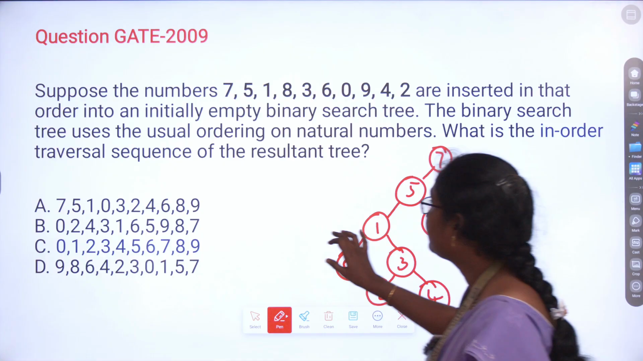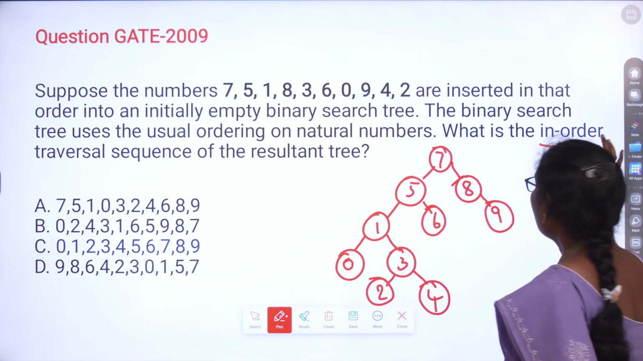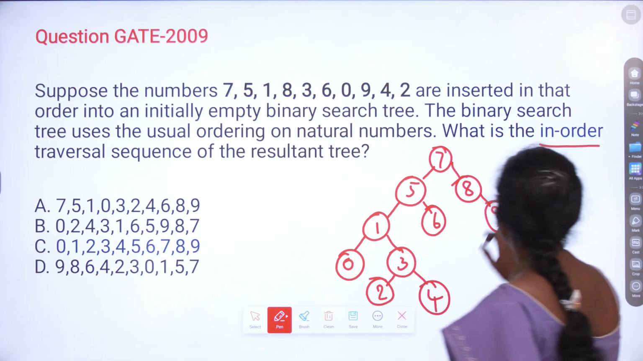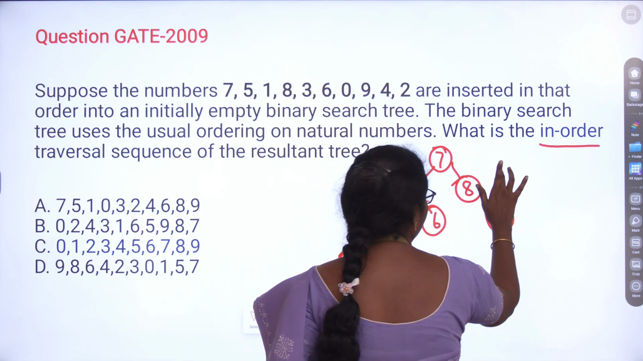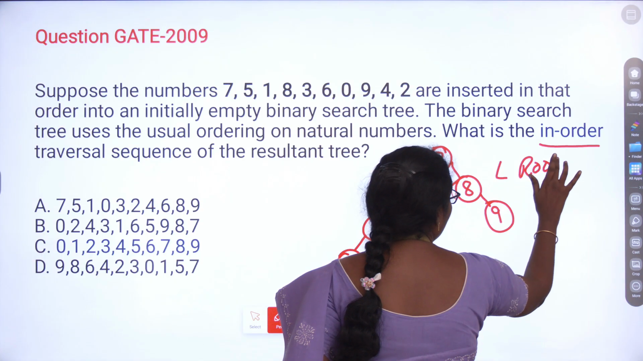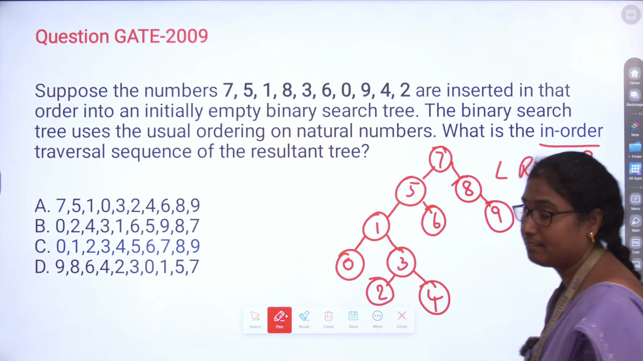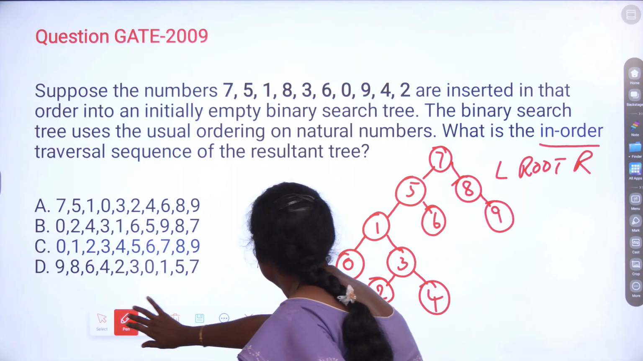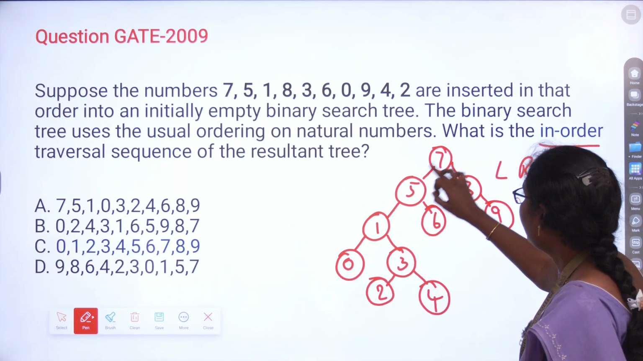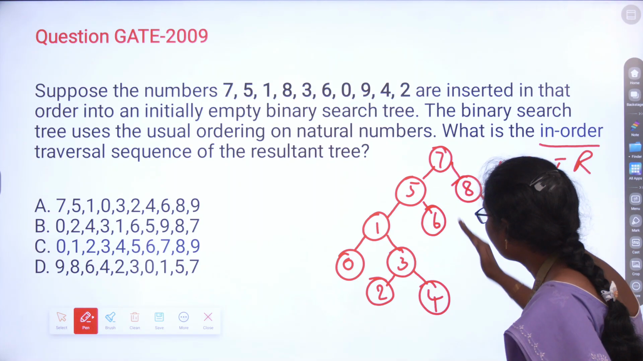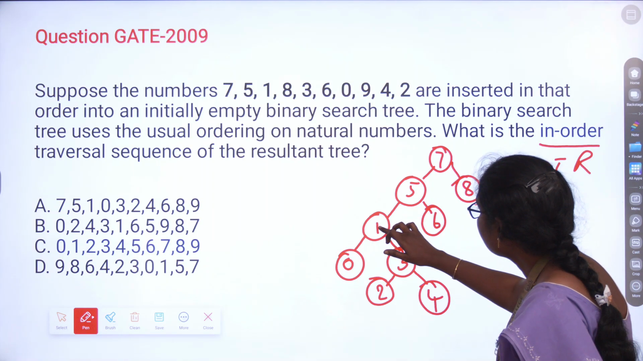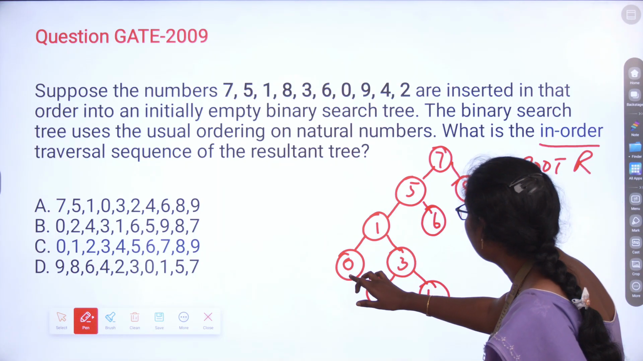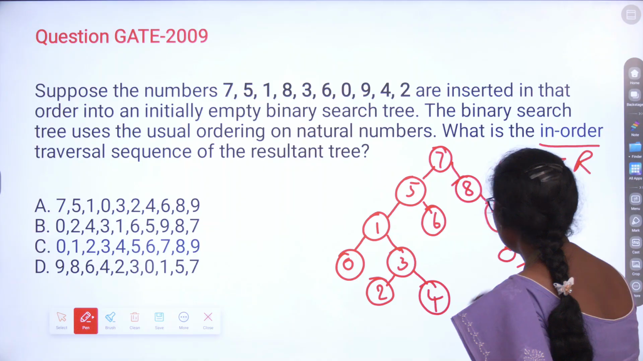Now you have to calculate the in order for this one. So first you need to write the formula for the in order. What is the formula for in order? Left, root and then right. So apply the formula for the given tree. What is left for 7? 5. Again it's a subtree. So for 5 what is left? 1. Again it's a subtree. So for 1 what is left? 0. So first write 0.